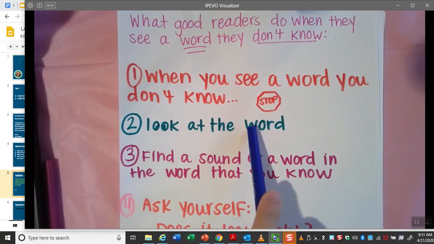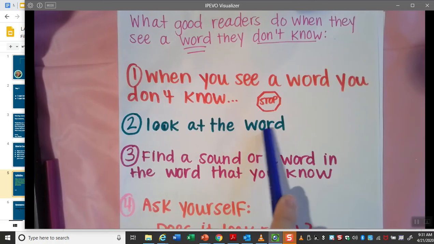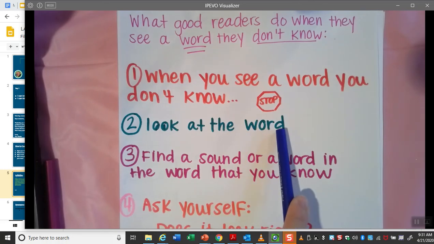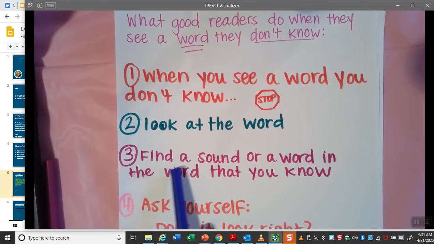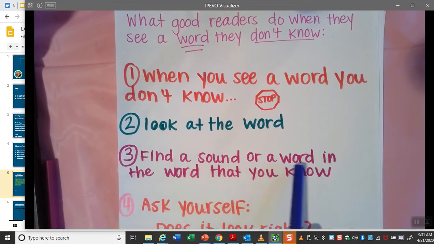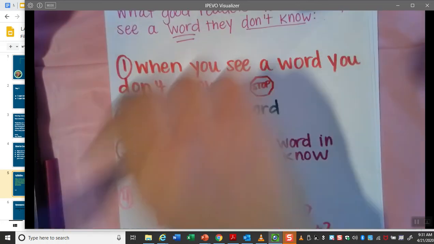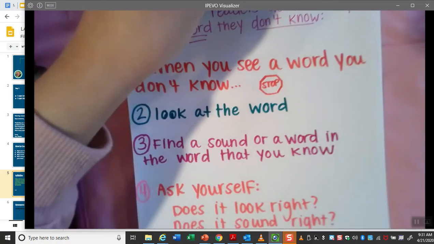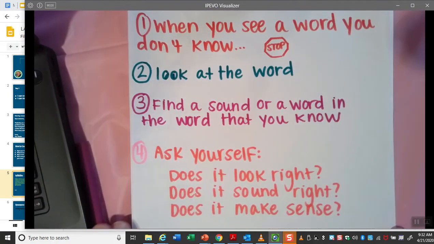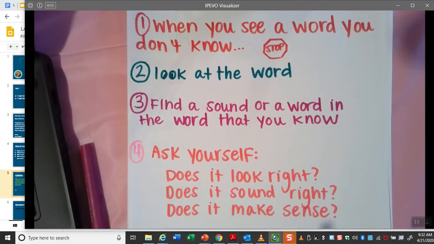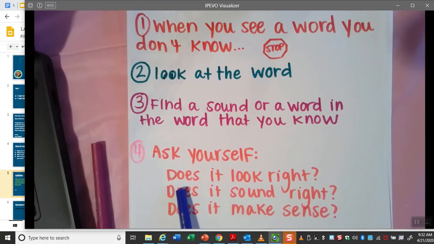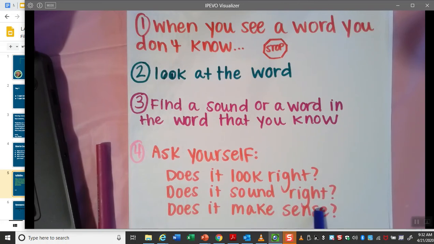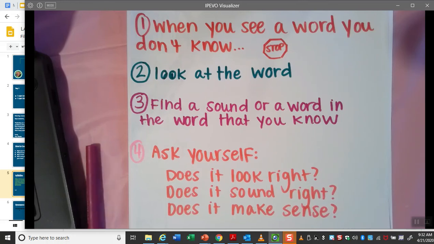Next, you're going to look at that word. Ask yourself, do I see any patterns? Do I see any sounds that I do know within this tricky word? After that, you're going to find a sound or a word within the word that you do know. I'm going to show you an example in a second. Then, after you solve the word, you are going to ask yourself, once you solve and it's put back into the sentence, does it look right? Does it sound right? And does it make sense? Does this word that I solved make sense with what I'm reading?